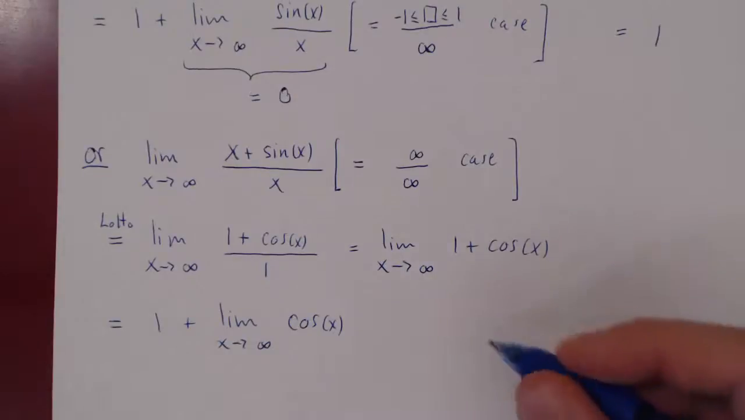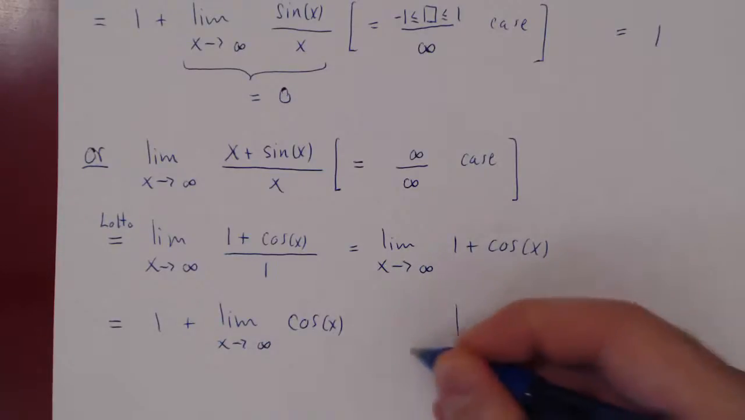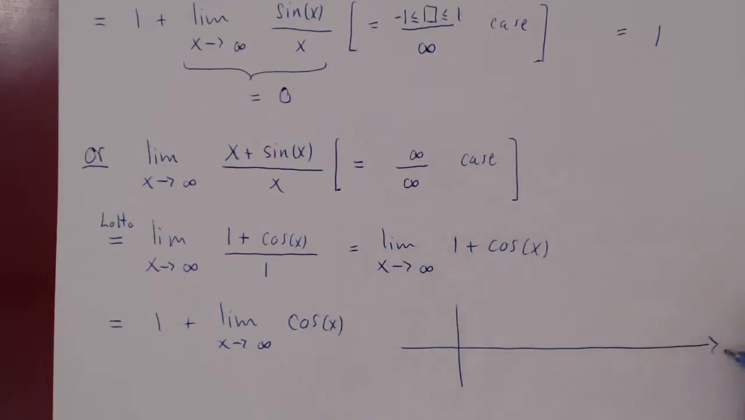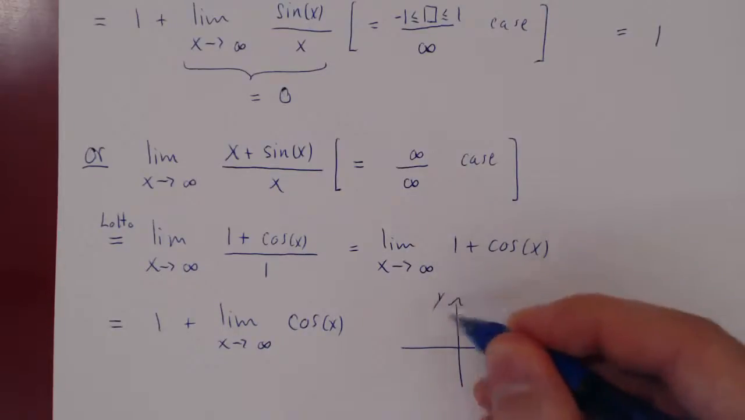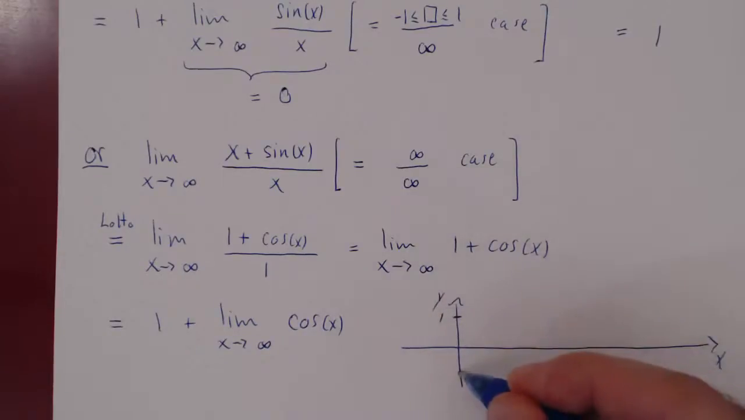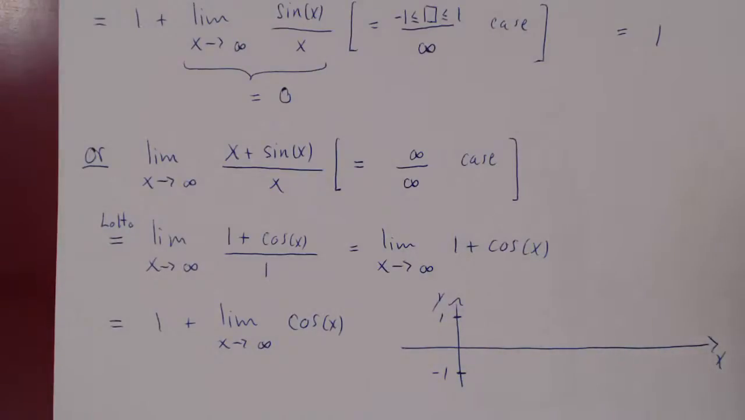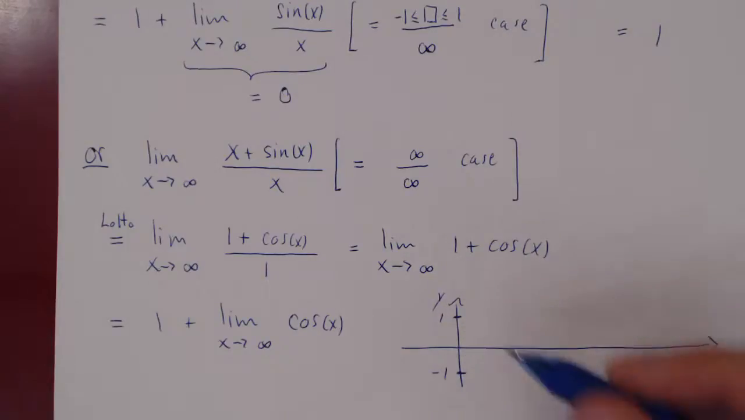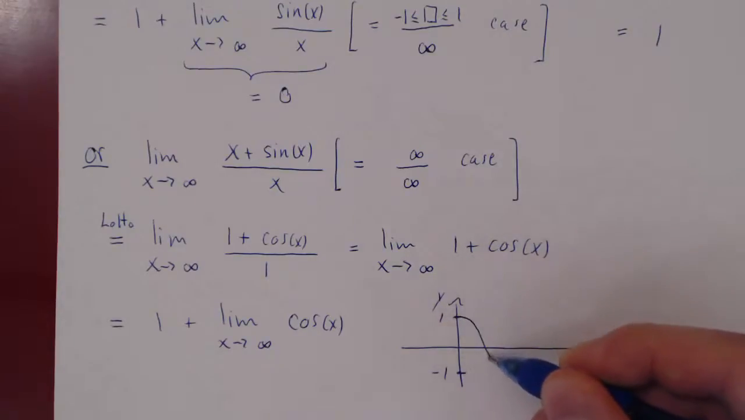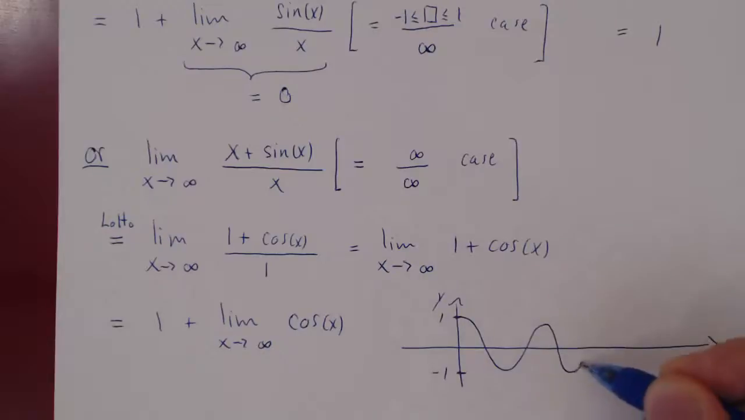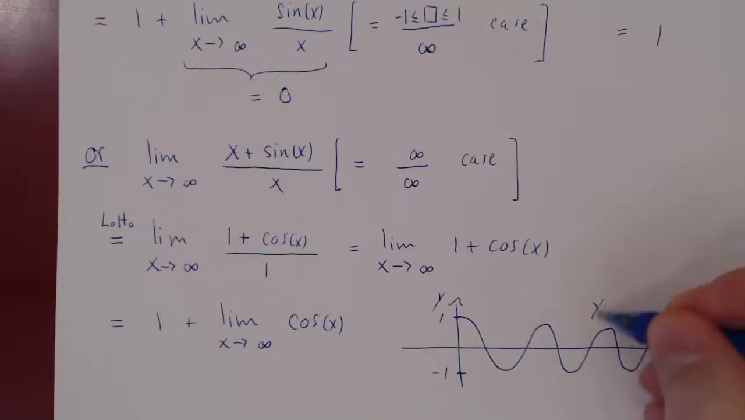And for this, we'll sketch a graph of cosine of x. Cosine, like sine, is always between negative 1 and 1. The difference is that cosine is a shifted version of the sine because cosine of 0 is not 0, but cosine of 0 is 1. And that's a graph of y equals cosine of x.